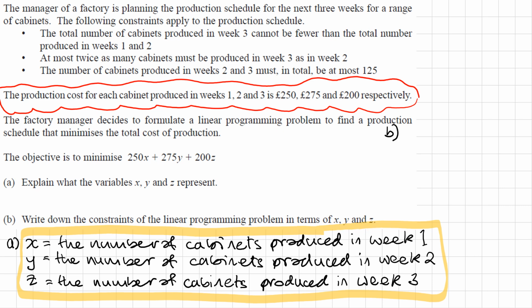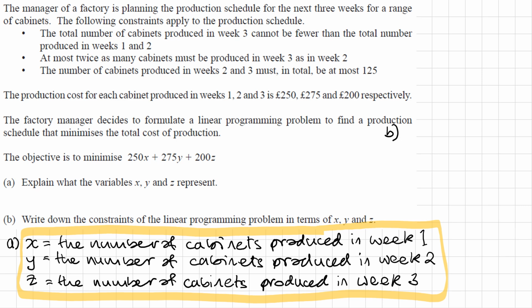So I'm going to start with my non-negativity constraint, which is the number of cabinets produced in each week cannot be negative. So x, y and z need to be greater than or equal to 0. Now we'll go through each one of these bullet points here.